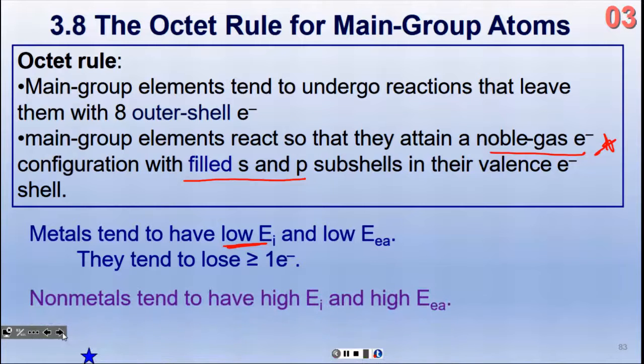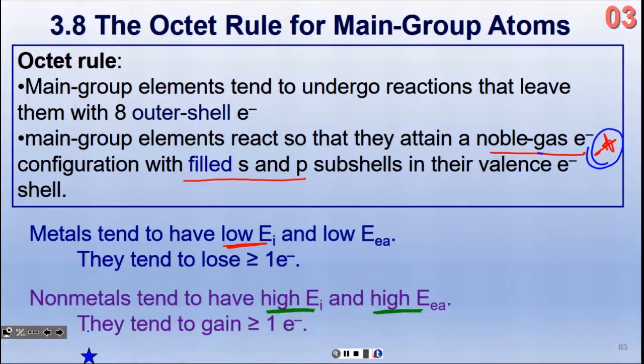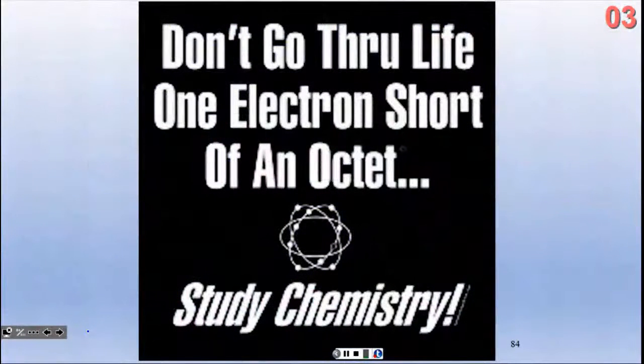What about the other side of the periodic table? Well, our friends, the nonmetals, are going to have the opposite. They will have high ionization energies. In other words, they don't lose electrons very readily, but instead they have high electron affinities, high negative values. And so instead they're going to tend to gain at least 1 electron, depending upon what it takes to get to a noble gas electron configuration with filled S and P subshells. It becomes very stable. We can use this to predict the formation of ions, and it's very helpful. So whatever you do, don't go through life 1 electron short of an octet. You better study chemistry. Get it.